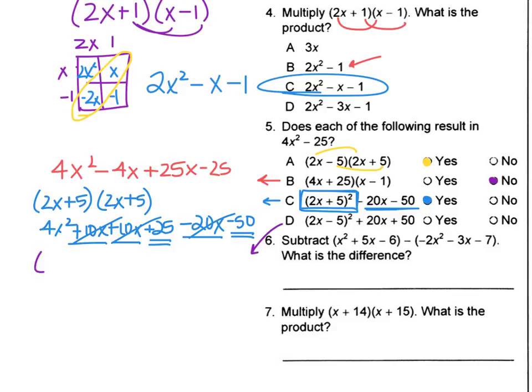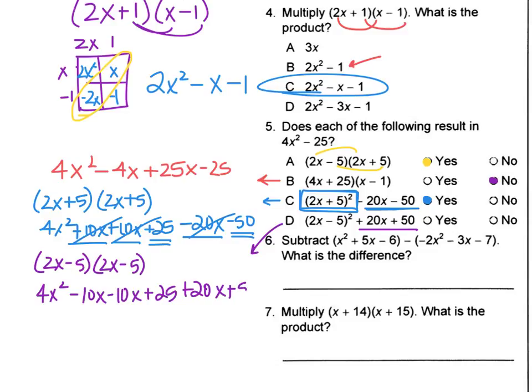All right, last one, D. Again, we're going to have to set that problem up to begin with, 2x minus 5, 2x minus 5. Very similar to the answer I got for the first one, except these are minus 10x's in between, plus 25. And then I'm going to tack on what they had at the end of that, plus 20x plus 50. And I notice my x's, negative 10 and positive 20, will cancel. 25 plus 50 is going to give me 75, which is not what I'm looking for, so that one's going to be a no.